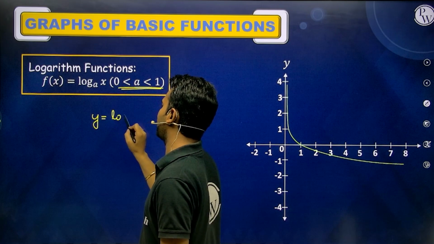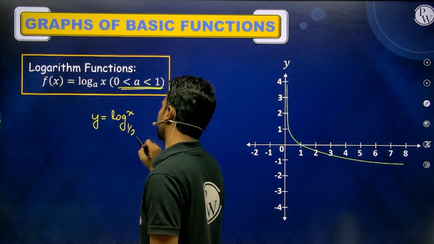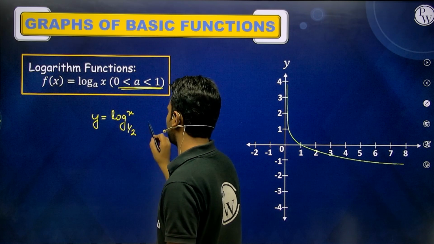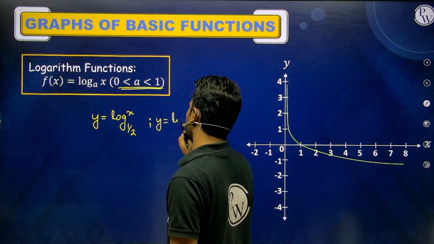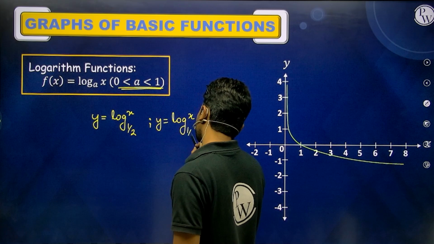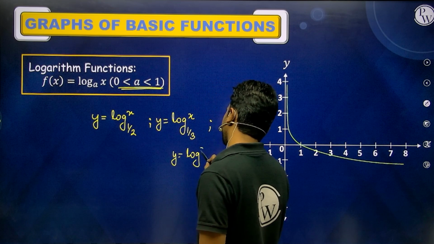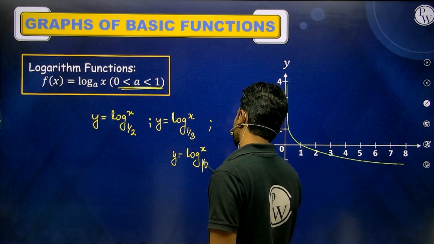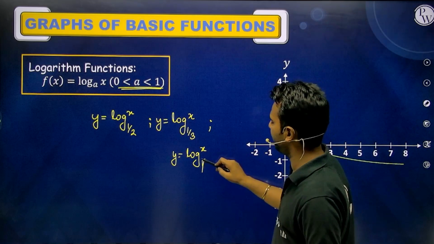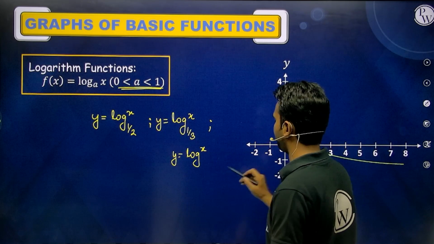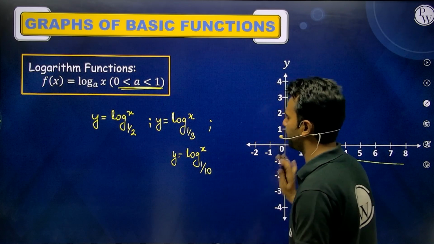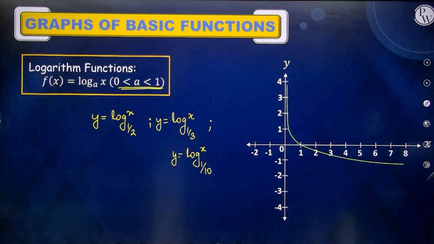Let's say I want to draw the graph of y is equal to log x base 1 by 3. Let's say I want to draw the graph of y is equal to log x base 1 by 10. So whenever the base is between 0 to 1, the shape of the graph forms like this. So I hope you guys are aware of this graph as well.